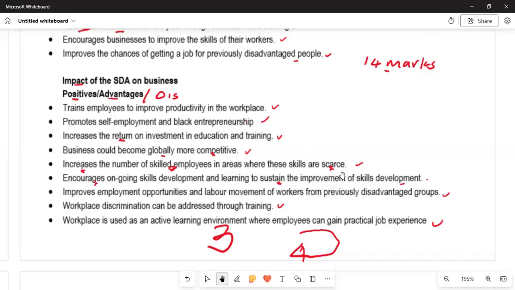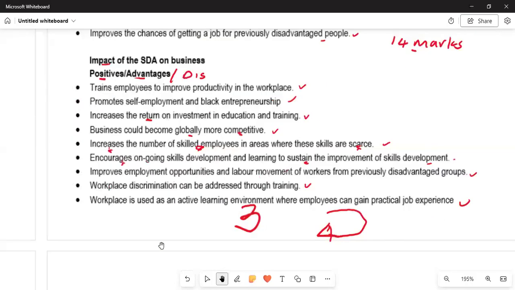Now the workplace is used as an active learning environment where employees can gain practical job experience. So this is the positive side of this act. It's very important to know. You'll find that this act sometimes goes into much more detail.